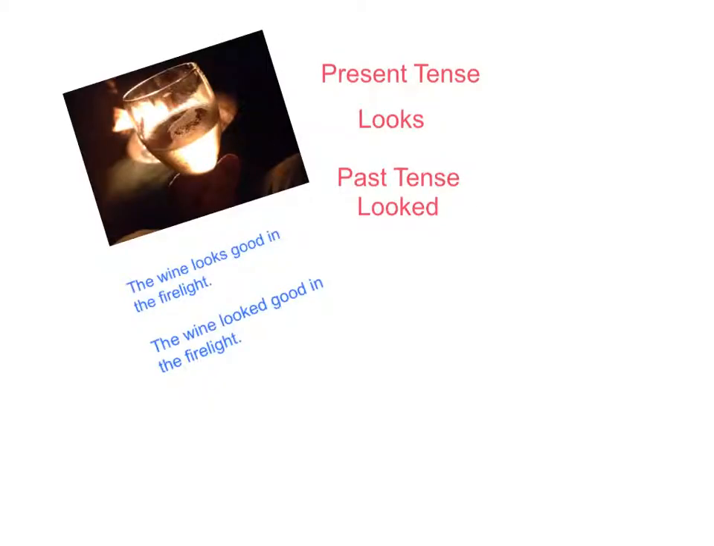Here's another example. We have the regular verb looks, or look. So we want to make look past tense. All we need to do is add ed. So if I take it into a sentence, the wine looks good in the firelight, that's present tense. If I want to go back to past tense, yesterday it looked good in the firelight.